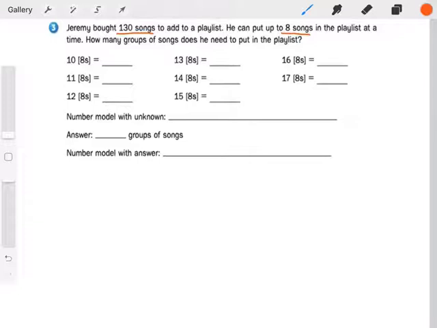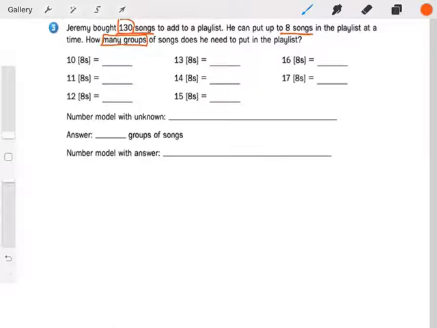Jeremy bought 130 songs to add to his playlist. He can put up to 8 songs in the playlist at a time. So every time he puts songs into the playlist, he can only put up to 8. How many groups of songs does he need to put inside of his playlist to cover all 130 songs?